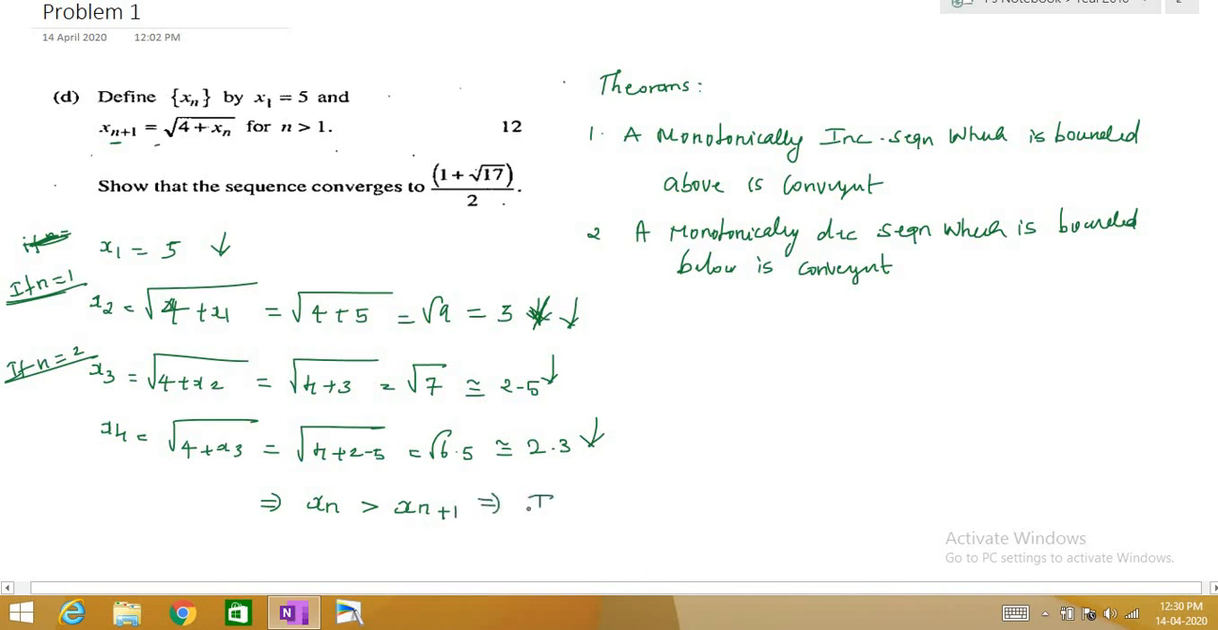So this means it is monotonically decreasing sequence, right? So it is a decreasing sequence. So I have shown that it is a decreasing sequence. Now what I want to show is it is bounded below.